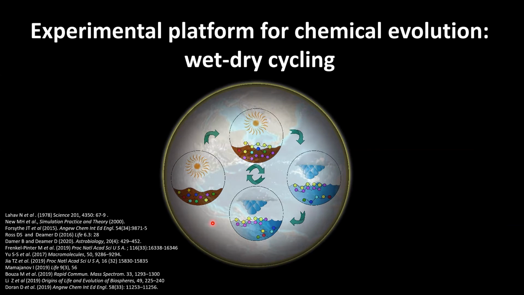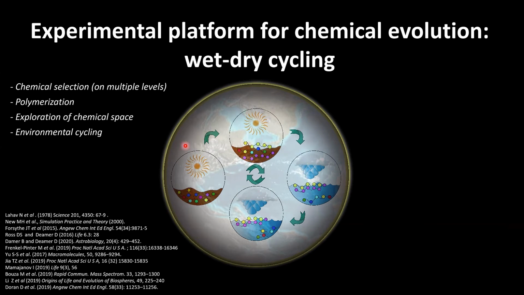And you can imagine doing this cycle over and over, so doing dry-wet cycling, which eventually will lead to more resilient polymers following evolution. So we talked about the different elements of evolution, and we see them here. We see the chemical selection on multiple levels. We see polymerization, exploration of chemical space, and environmental cycling. And there are many groups working on this.